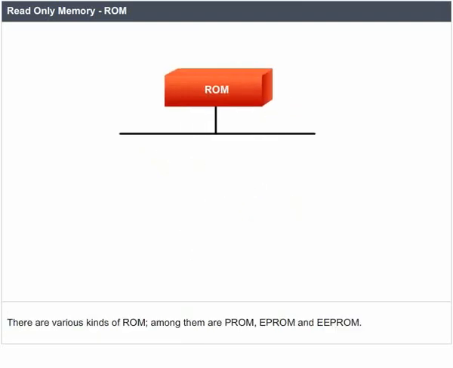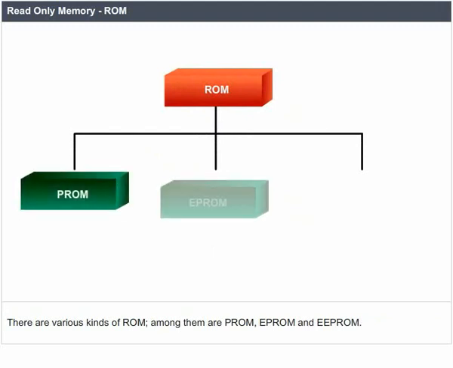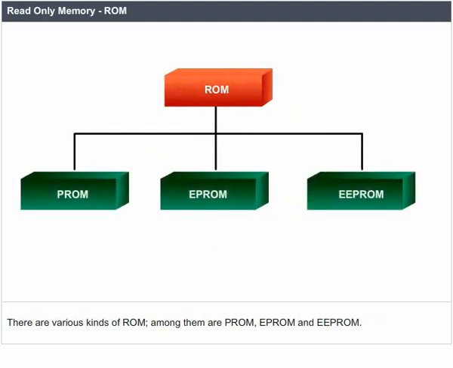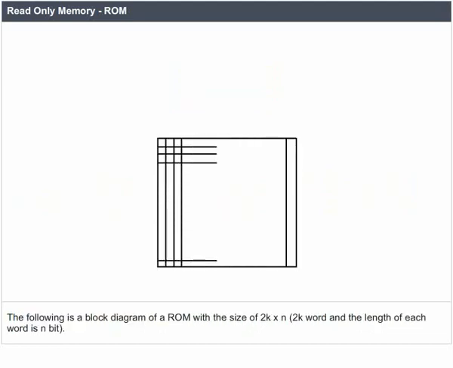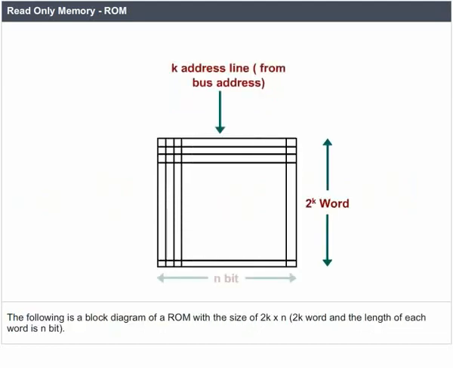There are various kinds of ROM. Among them are PROM, EPROM, and EEPROM. The difference is the ability to change data in them using specific methods and equipments. The following is a block diagram of a ROM with the size of 2K by N, 2K words and the length of each word is N bits.